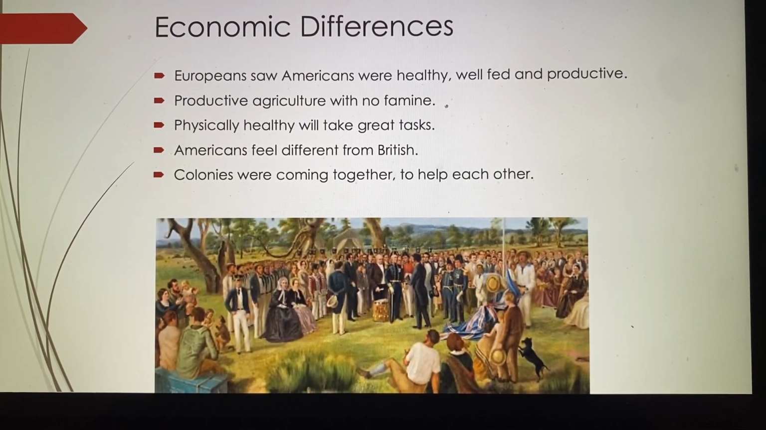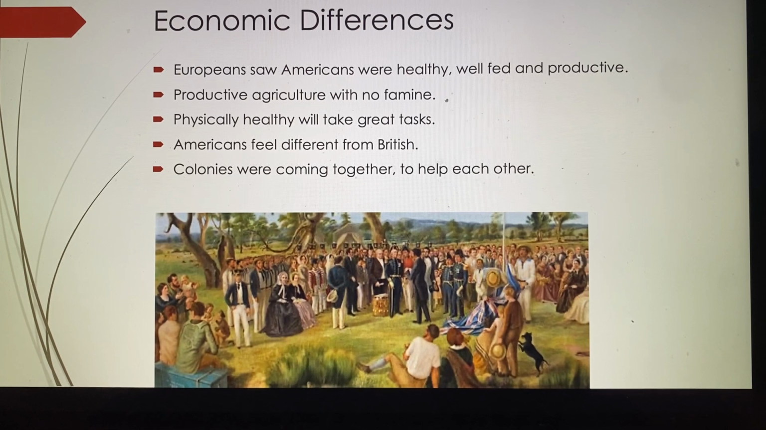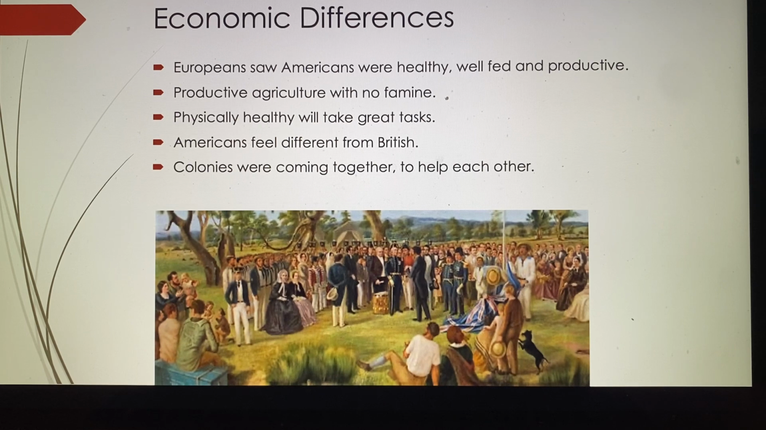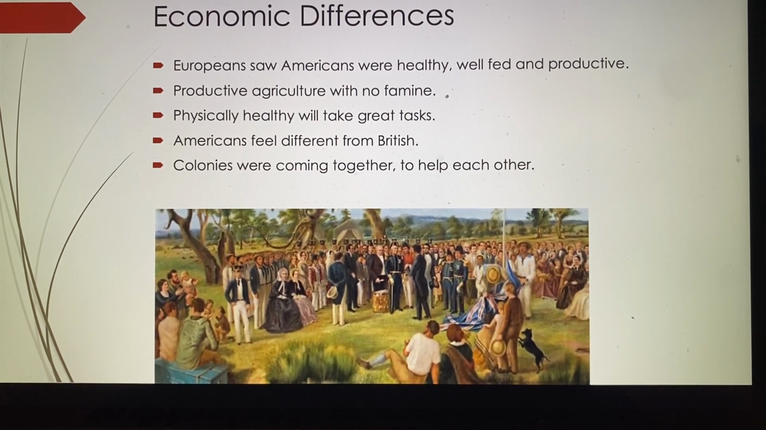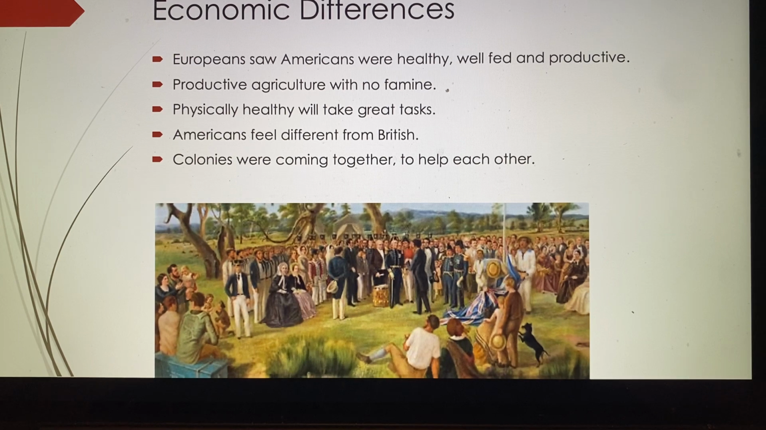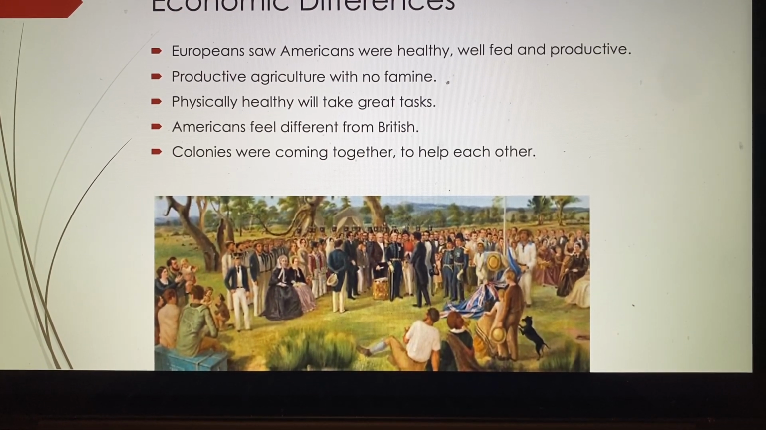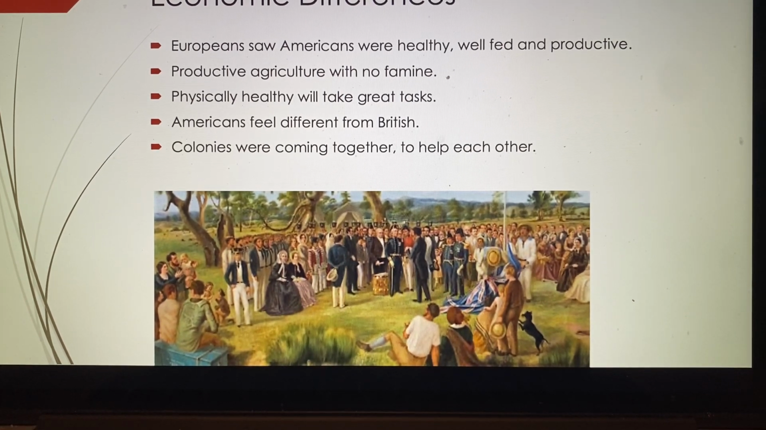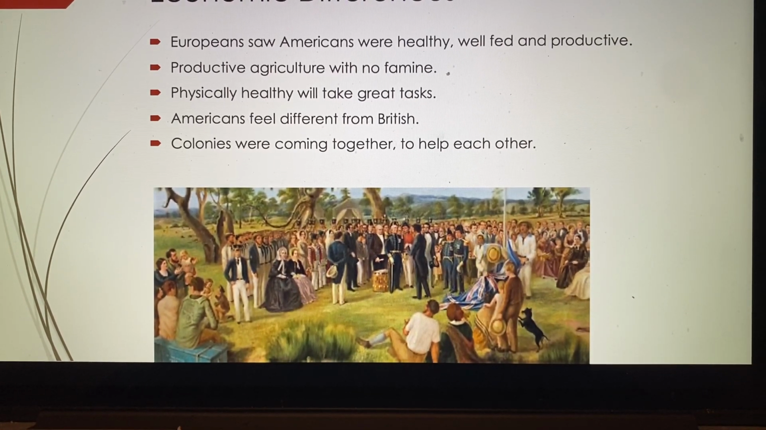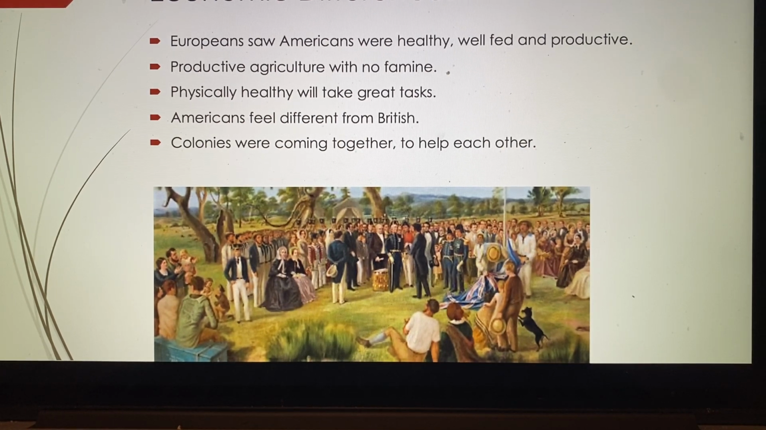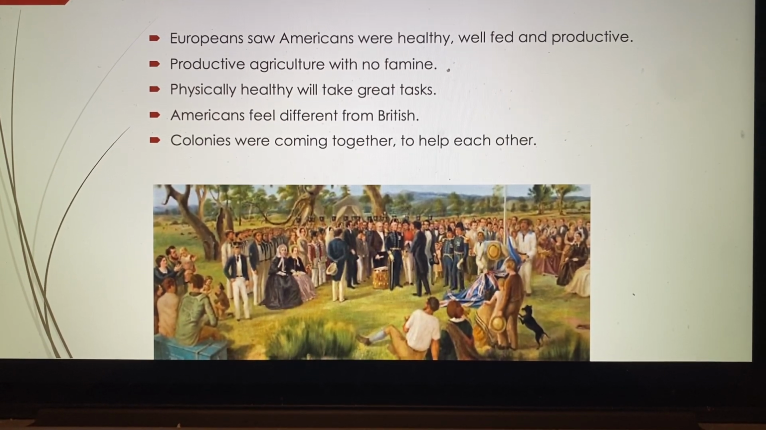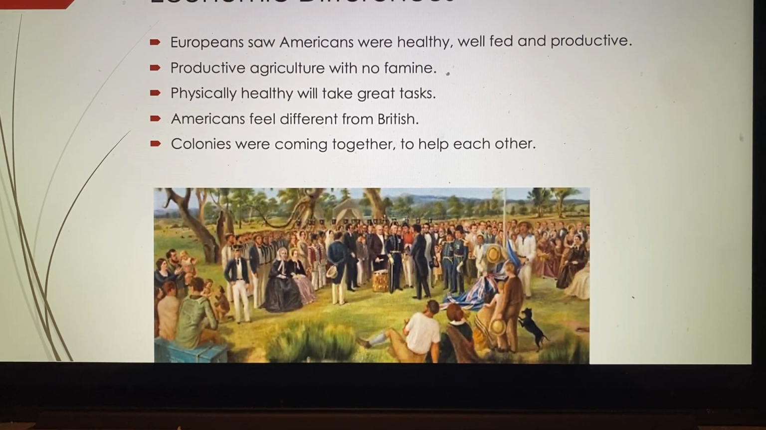Economic differences. The Europeans saw Americans were healthy, well-fed, and productive. As the troops went over there, they said, these Americans are doing pretty good over there, huh? And so they also saw that they were productive with agriculture, and there were no famines in America like there were in Europe. And they were physically healthy to take on great tasks. And the Americans felt very different from the British. The colonies were coming together now to help each other. Here's a picture of the colonies coming together to help each other.